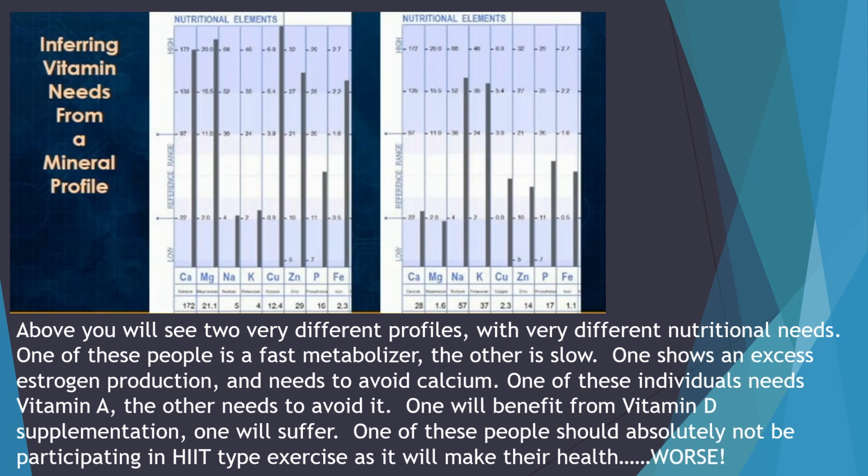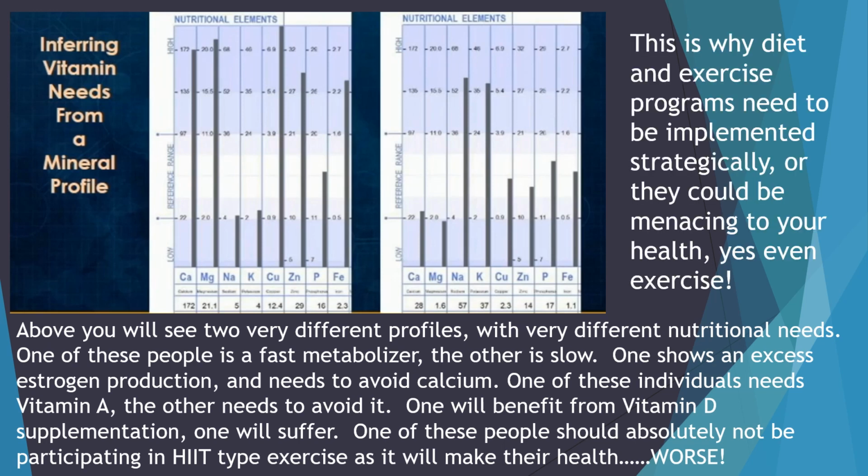One of these people should absolutely not be participating in any HIIT type exercise as it will make their health much, much worse. So these pictures just represent a portion of what the HTMA test results can represent. But this is exactly why diet and exercise programs need to be implemented strategically, or they could be menacing to your health, and yes, even exercise.